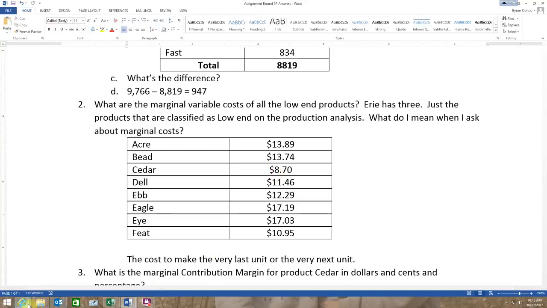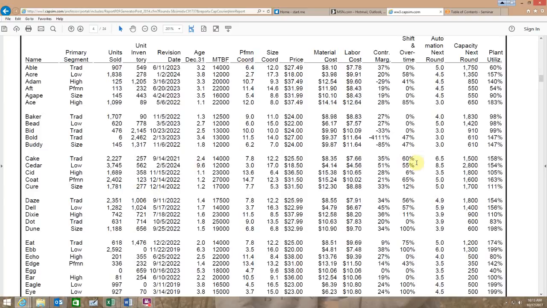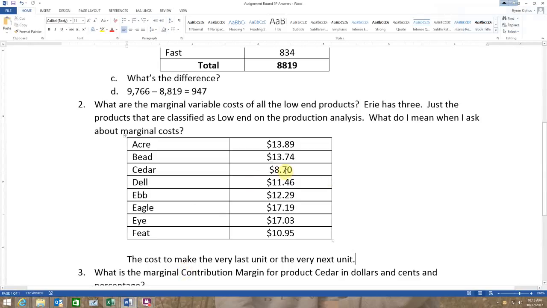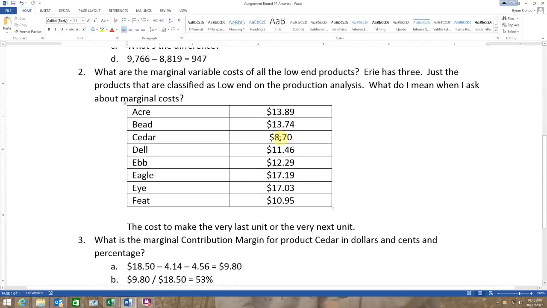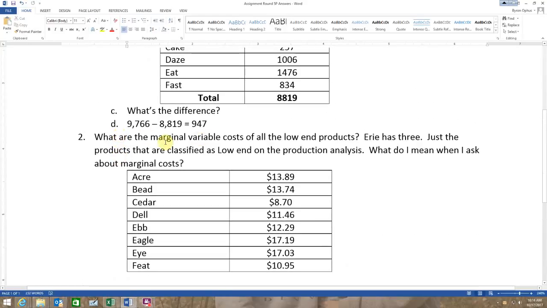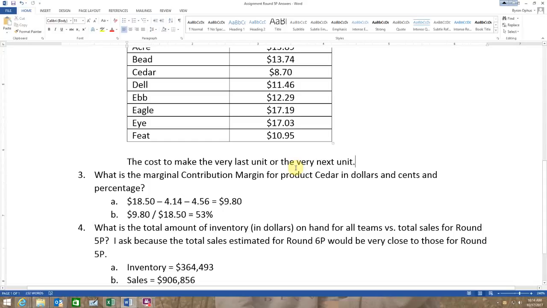So it's significantly cheaper for Cedar to build products. And keep in mind that Cedar is using a second shift, right? It's using 55% overtime in that particular category, and yet it's still able to produce at a very inexpensive cost. And again, it was only modest. I have seen these costs get down, even in the practice rounds, much less than that, but in the competitive rounds, especially by the 8th round, much, much less than that. So what is marginal cost? Again, it's the cost to make the very last unit or the very next unit, semantics there. And that's what that chart gives us on the production analysis.